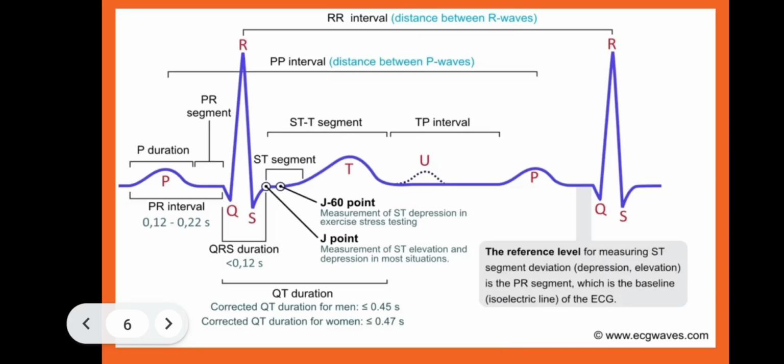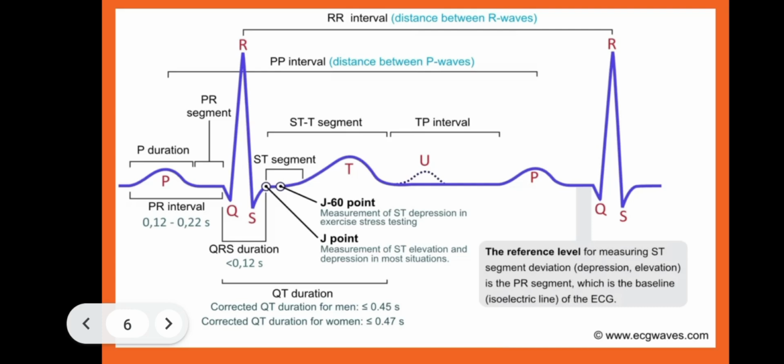Ventricular depolarization, in which the ventricles contract. Now, what's our normal time duration for this QRS complex to happen? Take note that in order for a QRS complex to happen, it must be within not more than 0.12 seconds.